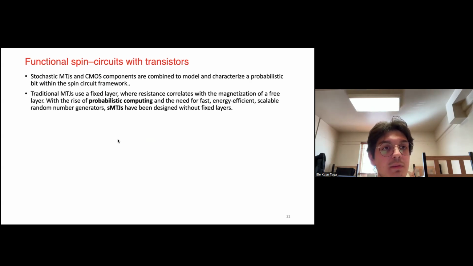And we came to the functional spin circuits with transistors. Stochastic magnetic tunnel junctions and CMOS components are combined to model and characterize a probabilistic bit within the spin circuit framework. A traditional magnetic tunnel junction uses a fixed layer where the resistance correlates with the magnetization of a free layer. With the rise of probabilistic computing and the need for fast, energy efficient, scalable random number generators, SMTJs have been designed without fixed layers. The examples we considered so far have utilized spintronic building blocks with increasing sophistication without transistors. And here is where the transistors take a role, and we will see CMOS plus X systems, where X is the MTJ.